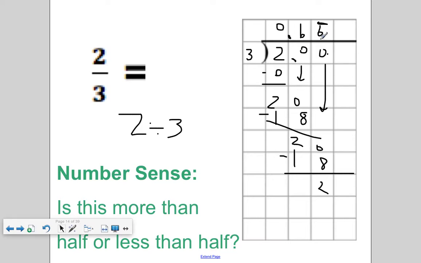So it really is not going to be in the hundreds. It's going to be repeating 0.666666. And it's more than 50 hundredths, or half.